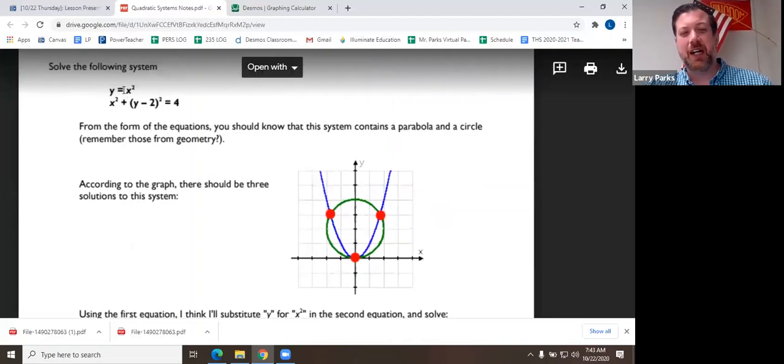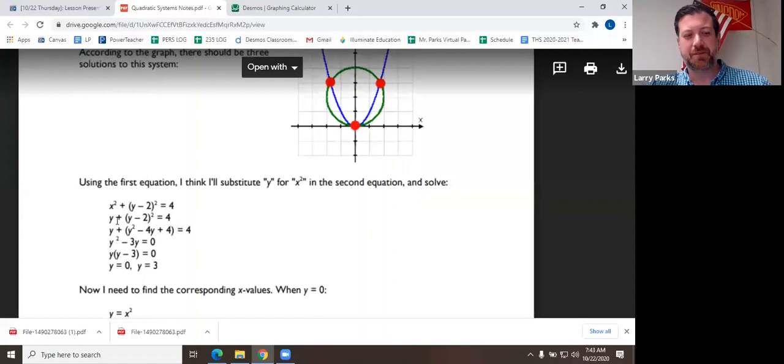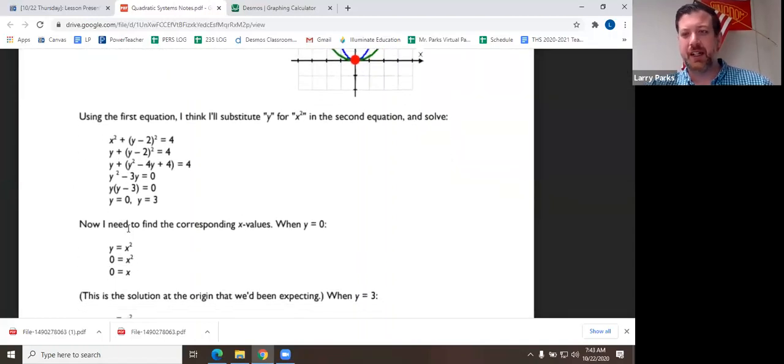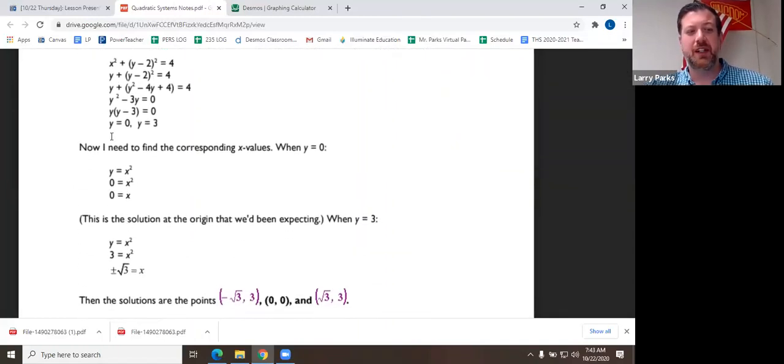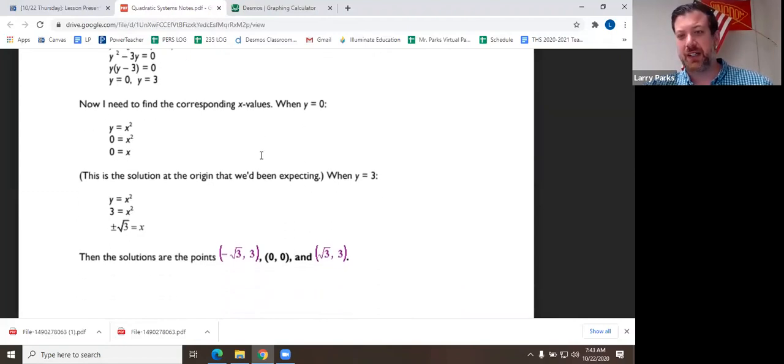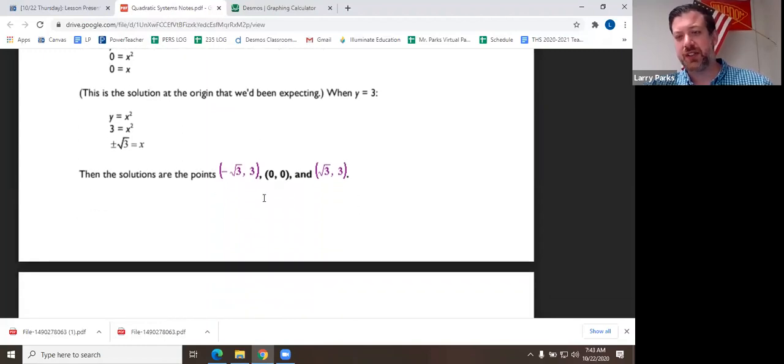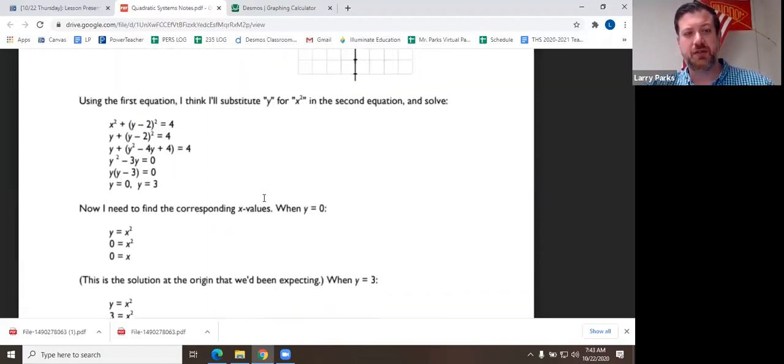Okay, but here I have y equals x squared. I have a choice. I could plug x squared in here for y, but then when I plug x squared in for y, I'm going to square that and I get a quartic because 2 times 2 is 4. So it's better to take the x squared and put a y there instead. So instead of x squared, substitute a y, which is what they do. And then they do the math, and I'll let you read through the math yourself. And they get 0 and 3. So then they plug it back in to find the x values. And they get the 3 solutions.